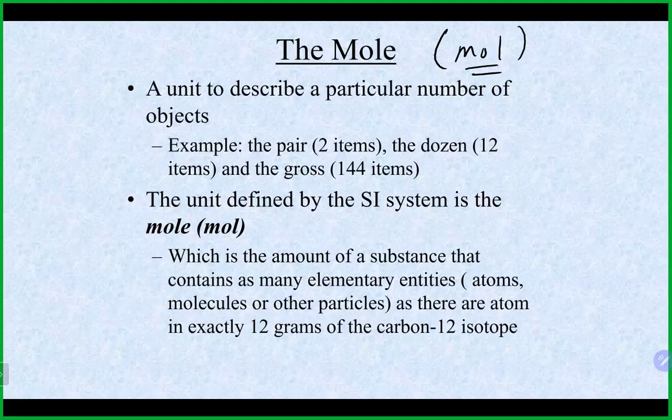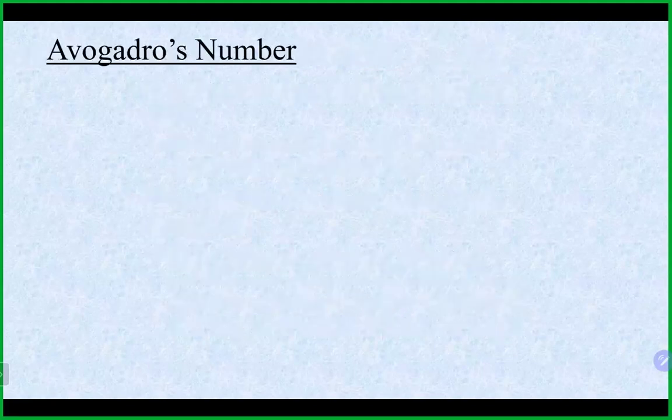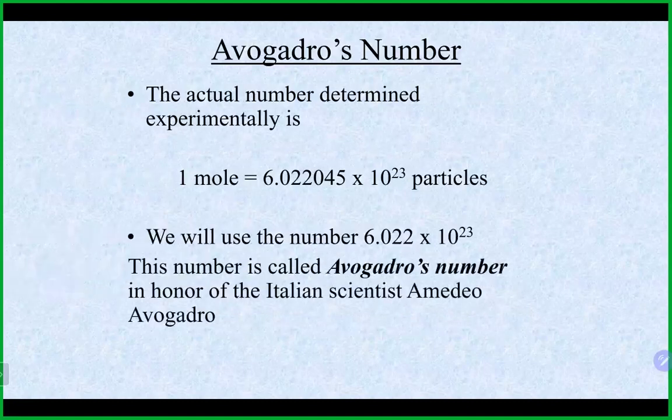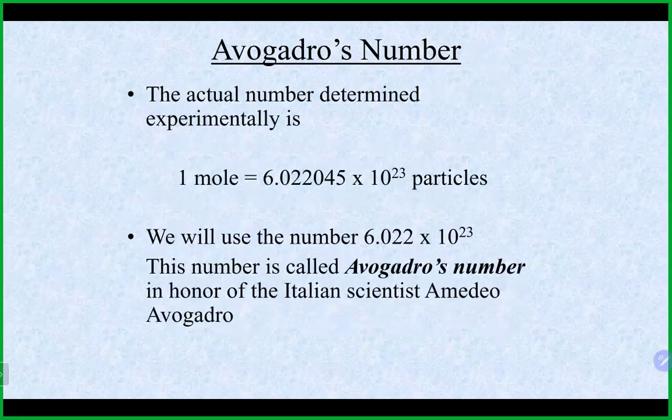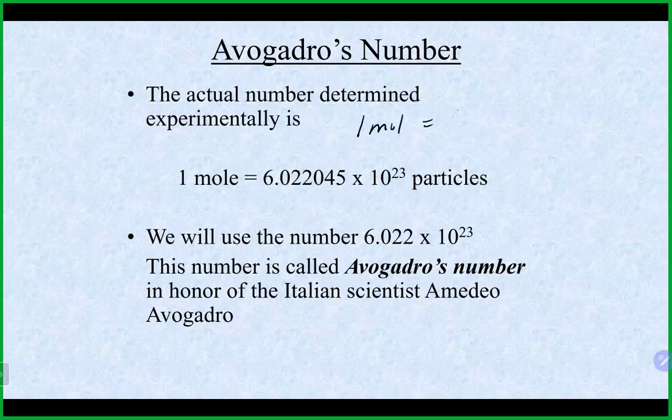And a mole does represent a certain amount in terms of a number, and that is what's known as Avogadro's number. It contains as many elementary entities, as atoms, molecules, or other particles, as there are in exactly 12 grams of the carbon-12 isotope. And that number is Avogadro's number, which is 6.022 times 10 to the 23. Basically, Avogadro's number is used as a conversion factor to go between certain units. We could say that 1 mole of anything is equal to 6.022 times 10 to the 23.